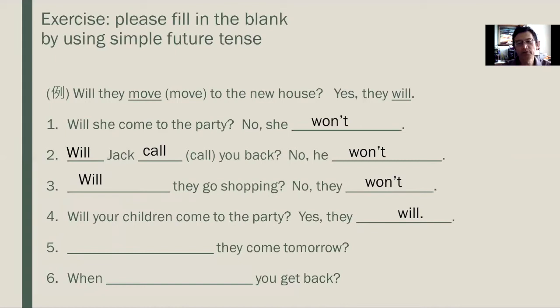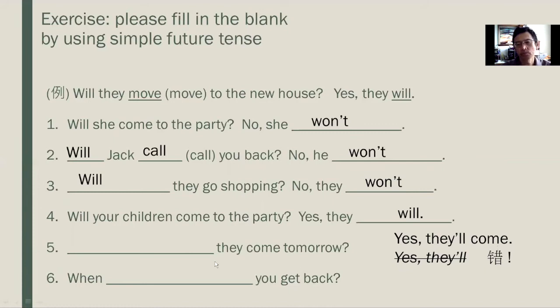You can also abbreviate this by using apostrophe LL. So what would that sentence be? Yes, they'll come. Notice if I use the abbreviation, I have to repeat the verb. You cannot simply say, yes, they'll. So again, if you use the abbreviation, you need to repeat the verb. Yes, they'll come.